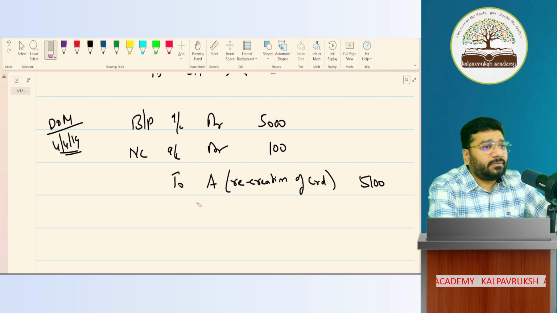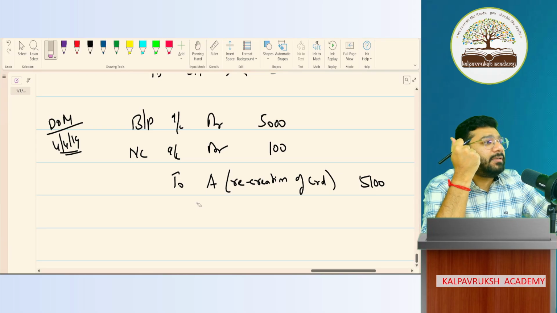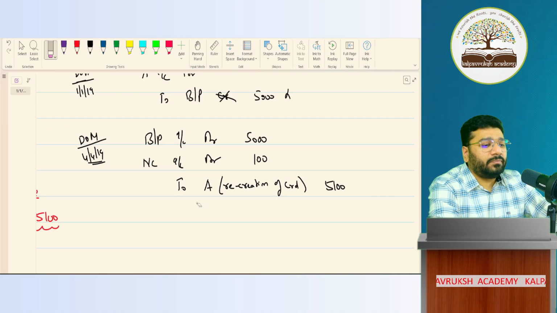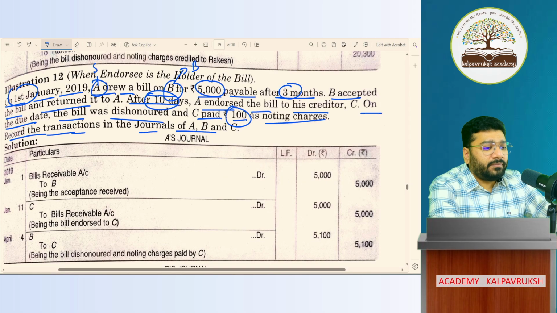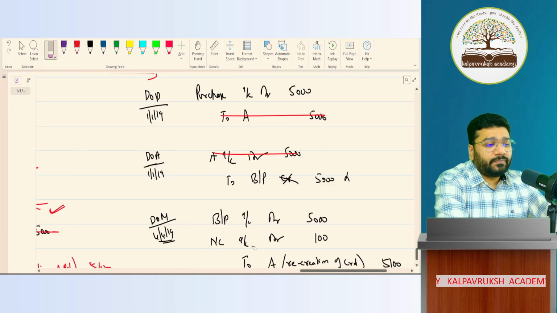Credit balance. The moment I ask you a question, if the answer is not coming instantly, it means somewhere you're weak in your concepts. Somewhere the clarity is not there, or the writing practice is not there. This is an indication. Now, the question asks you to pass the entry in books of all the three parties. C also.